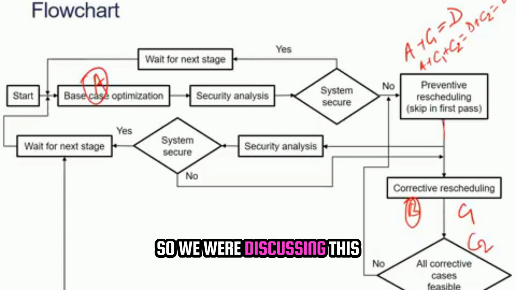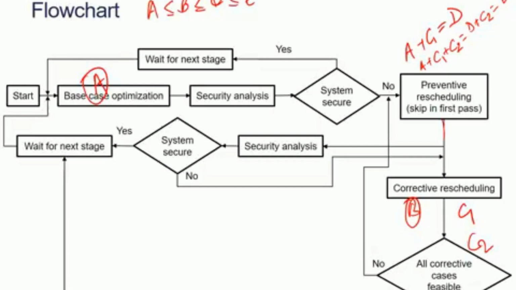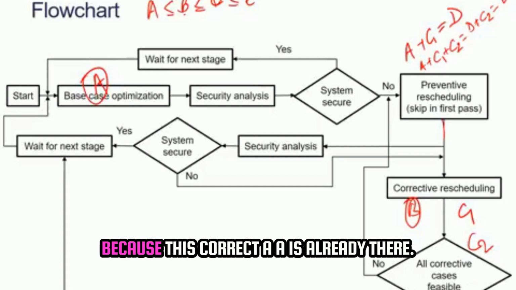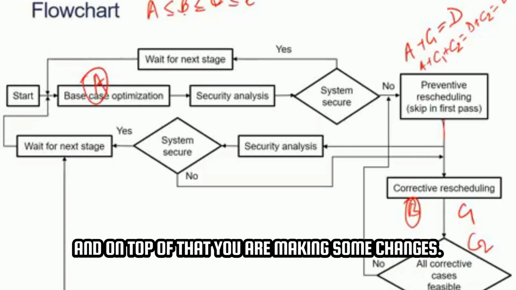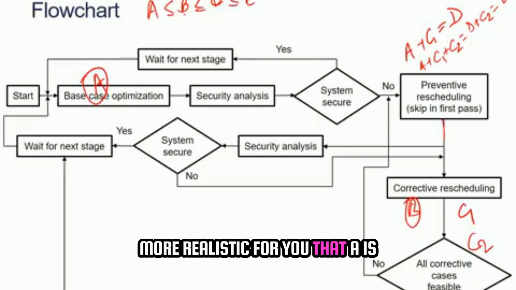So we were discussing this in the last class, A, B, D and E, right? So the cost will be in this sense. Now here I just wanted to say that B alone is just the corrective action. So B alone will not be there. It will actually be A plus B, because this corrective A is already there, and on top of that you are making some changes.